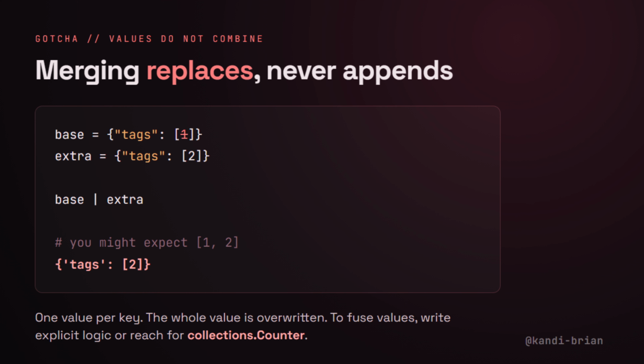Gotcha 1, the | returns a new dictionary, does not modify in place. Writing base | extra on its own line does nothing useful, you still have to assign it. base = base | extra is fine. base | extra alone just throws the result away.